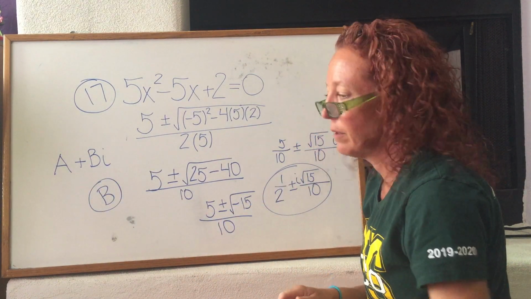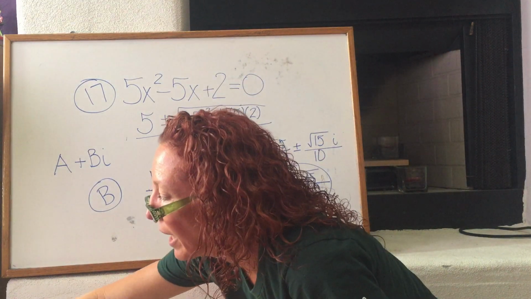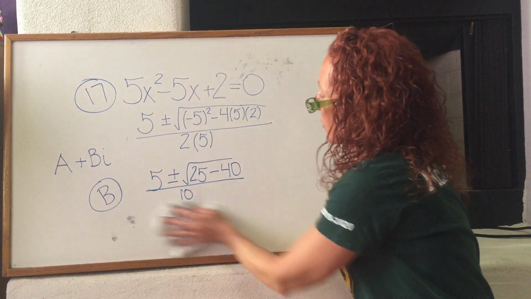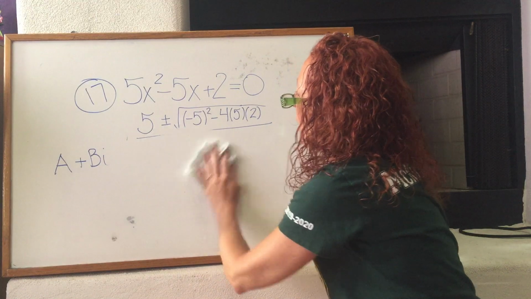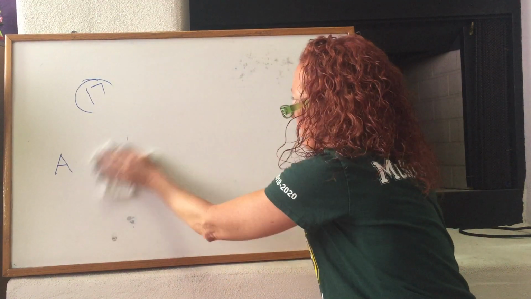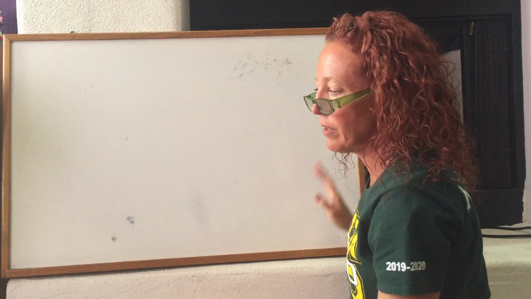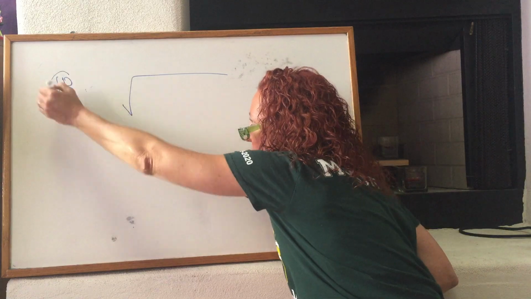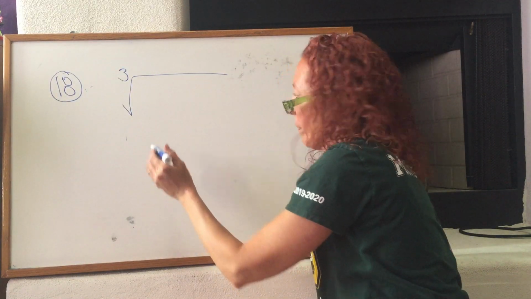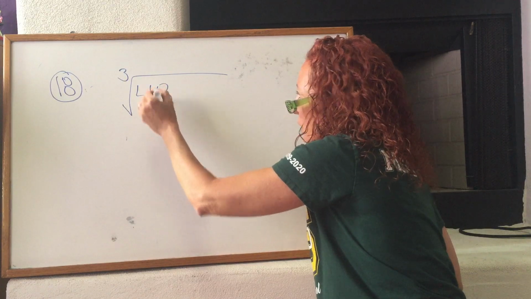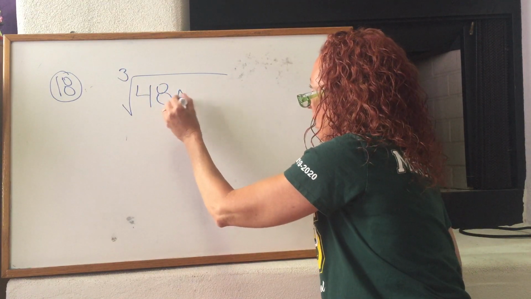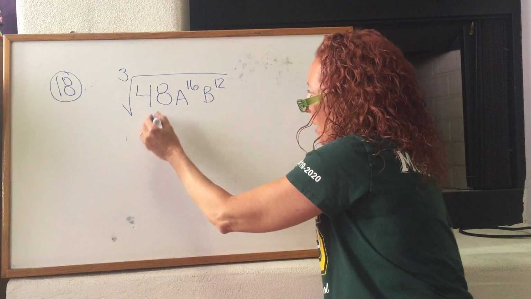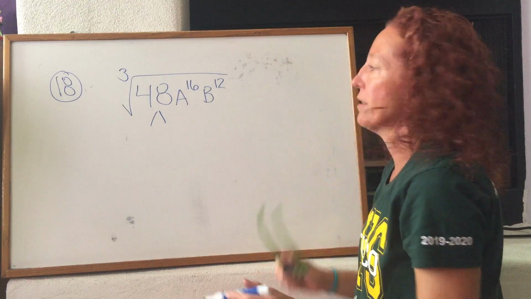All right. Number 18. Notice that, again, it's a cube root, so we're going to have groups of 3. The 3 in that cube root is awkwardly large font, so you just kind of have to deal with that. 18, so we have the cube root of 48 a to the 16th b to the 12th. I'm going to break that 48 down any way you want to is fine.